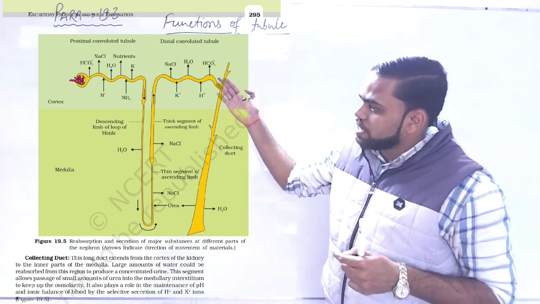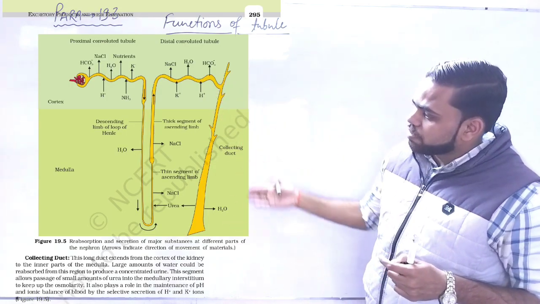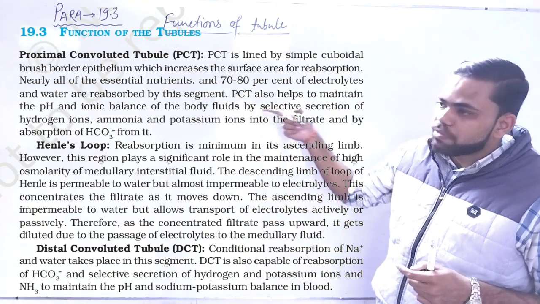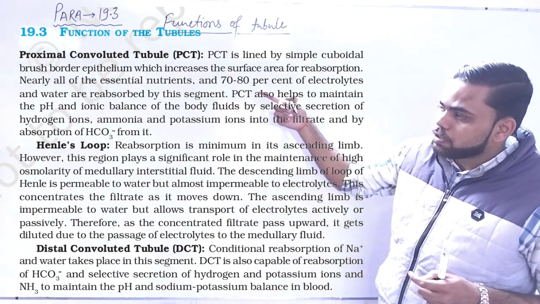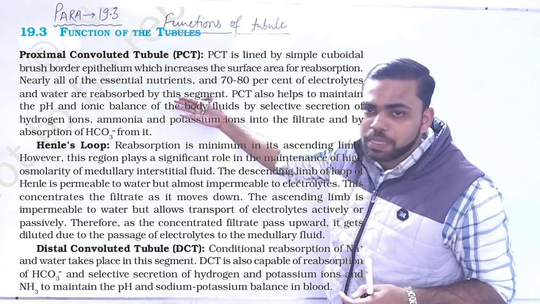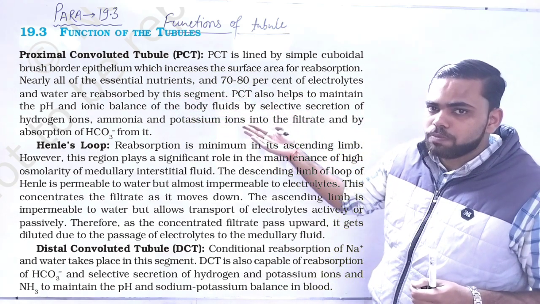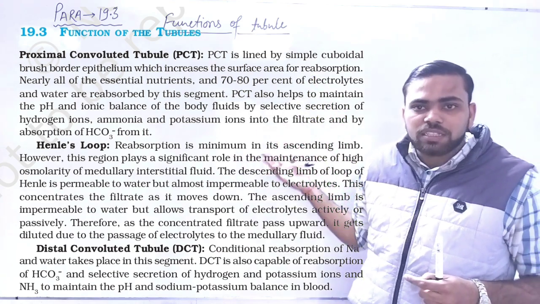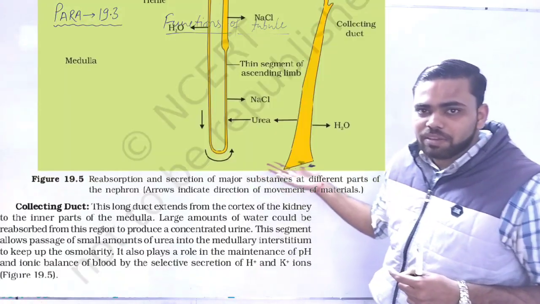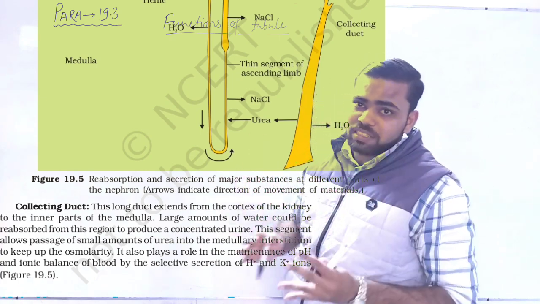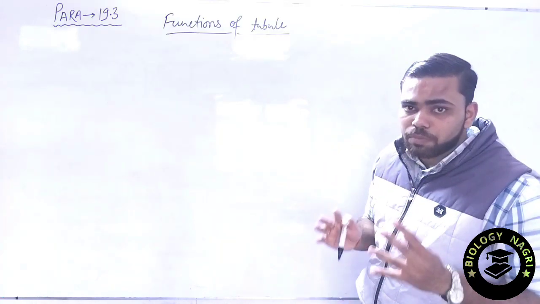You can see the NCERT interface. It is the interface of NCERT, paragraph 19.3. The heading is the functions of tubule, in which we are going to talk first about the function of PCT, the proximal convoluted tubule. After that, the function of Henle's loop, after that the DCT's function, and lastly the function of the collecting duct. This was the main content of today's lecture, paragraph 19.3.